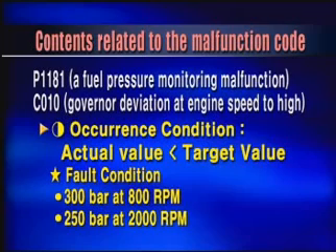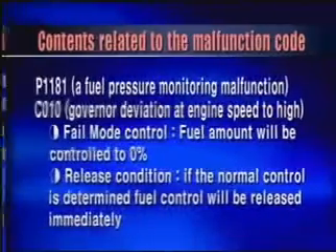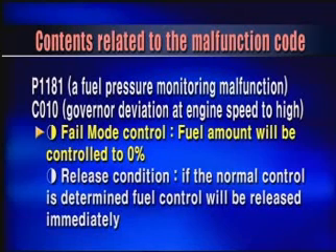Additionally, in the condition of 250 bar at 2000 RPM, when the actual value of fuel pressure has more than 250 bar difference from the target value, the detailed fault code will be output. The fail mode when this fault code is output controls the fuel amount to equal 0%. Therefore, the engine will shut off during driving as shown in the phenomenon. Under the release condition, this control will be released as soon as the signal is normally input.